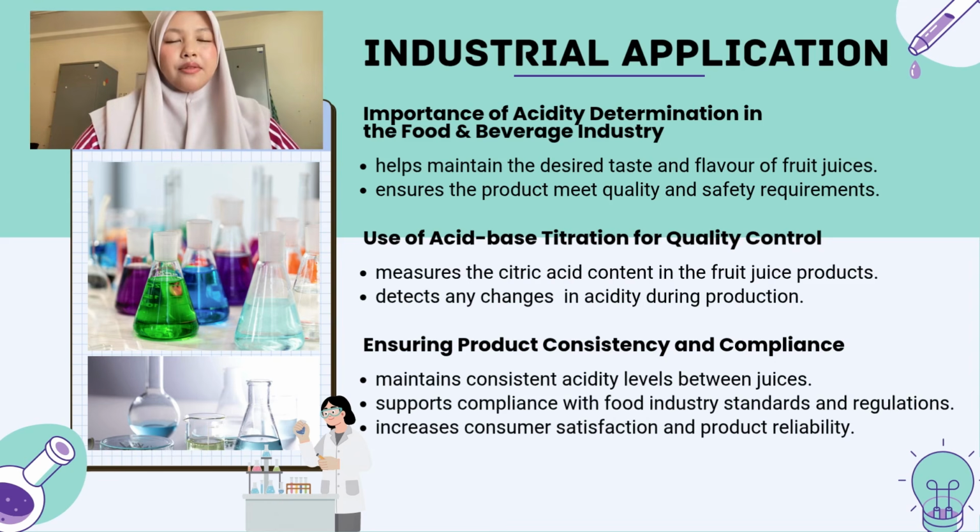In the food and beverage industry, determining the acidity of fruit juices is important because it helps maintain the desired taste and flavor of the fruit juices. It also ensures that the product meets quality and food safety requirements. Acid-base titration is commonly used as a quality control method. It measures the citric acid content in fruit juice and helps detect any changes in acidity during the production process.